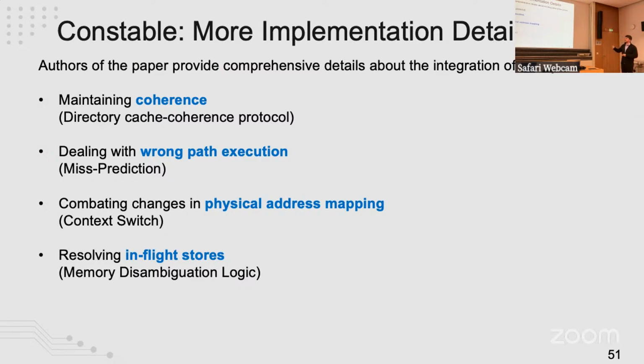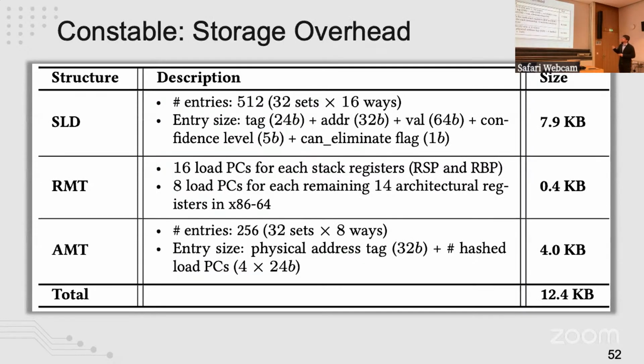But they provide the extensive reasoning and solutions behind all these problems. Constable has a storage overhead of 12.4 kilobytes. And as we can see in the evaluation, this is significantly less than all of the other comparable techniques that try to eliminate the load data execution.